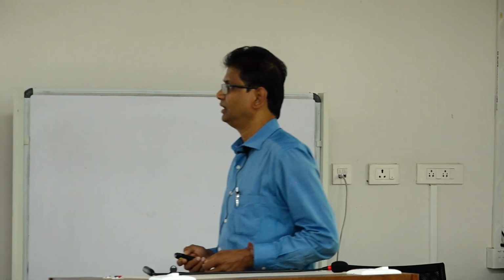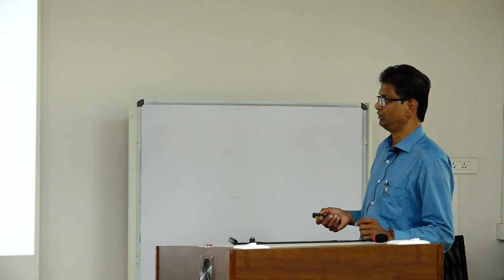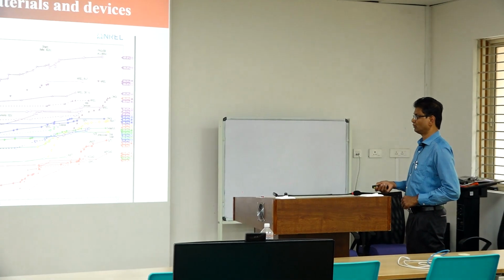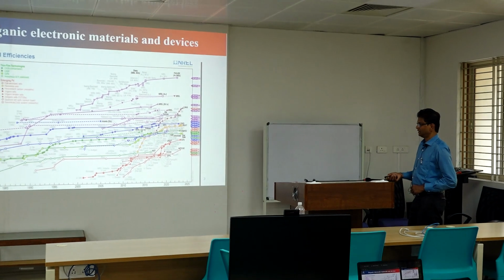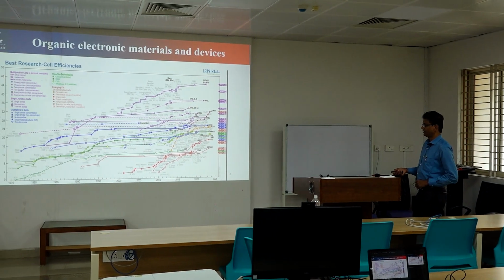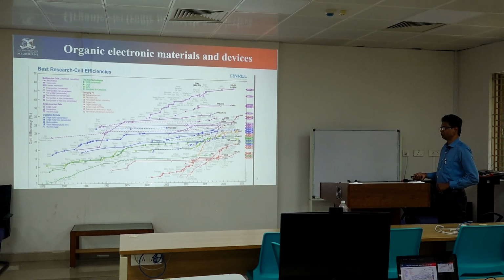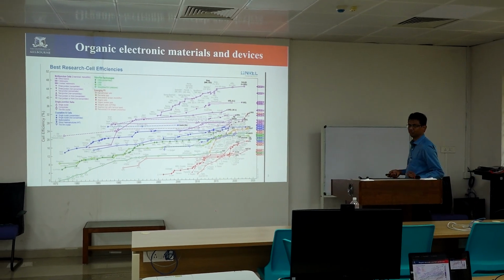Just to recap, we went through these slides yesterday. I want to show where we are moving from. Starting from this block, the red dot is organic photovoltaic, starting from 3% in 2001 and now going up to close to 20%.